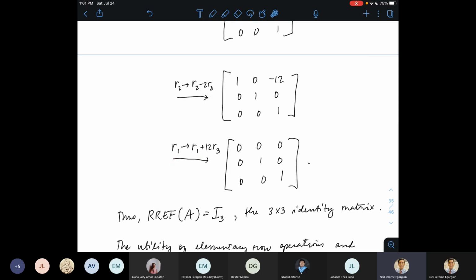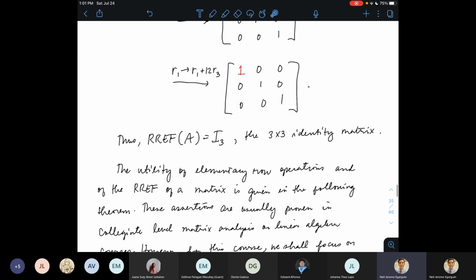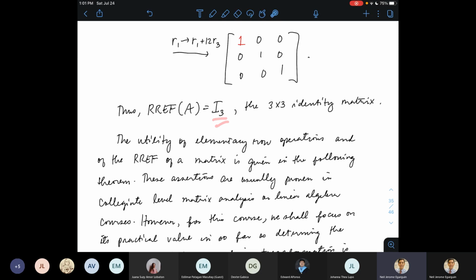Okay, so that means R1 plus 12 times 0, that's, oops, may mali, sorry about that. 1 to dapat, alright? Kasi magiging 1 plus 12 times R3, so that's going to be 1. 0 plus 12 times 0, that is 0. Then negative 12 plus 12, that will give us 0. Alright? And you can check all the conditions of definition 12 are met. So we can say that the RREF of A is equal to the 3 by 3 identity matrix.